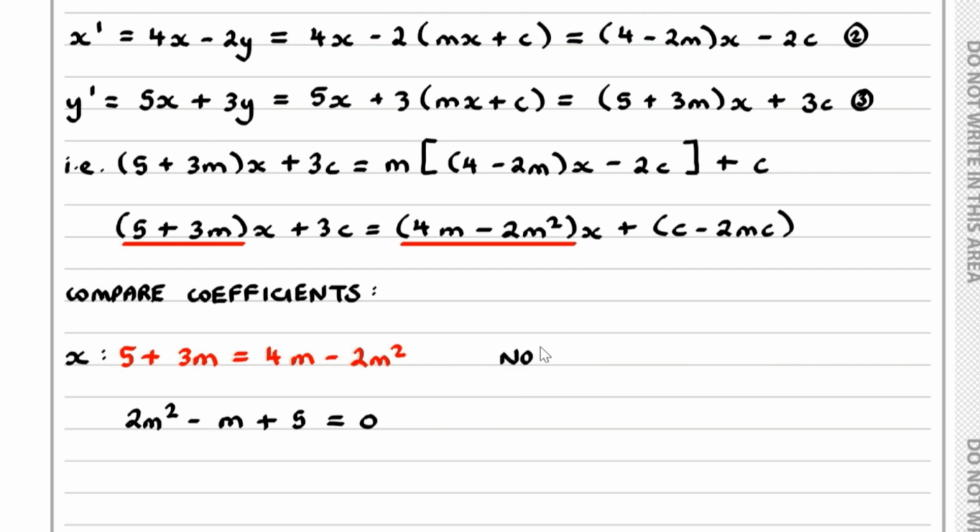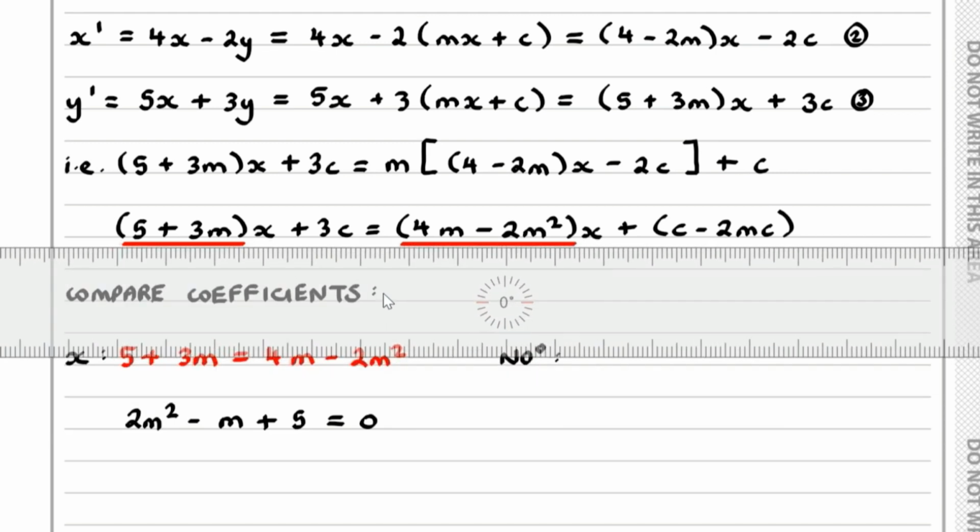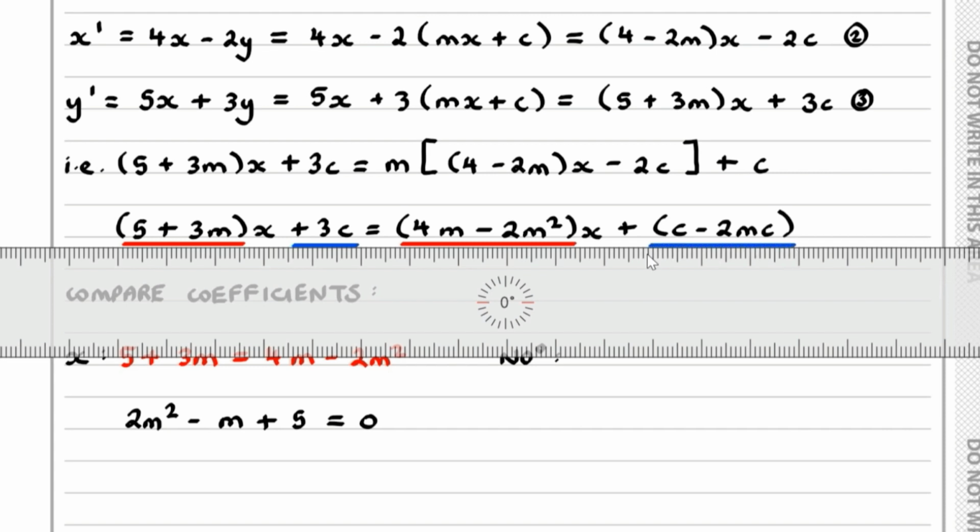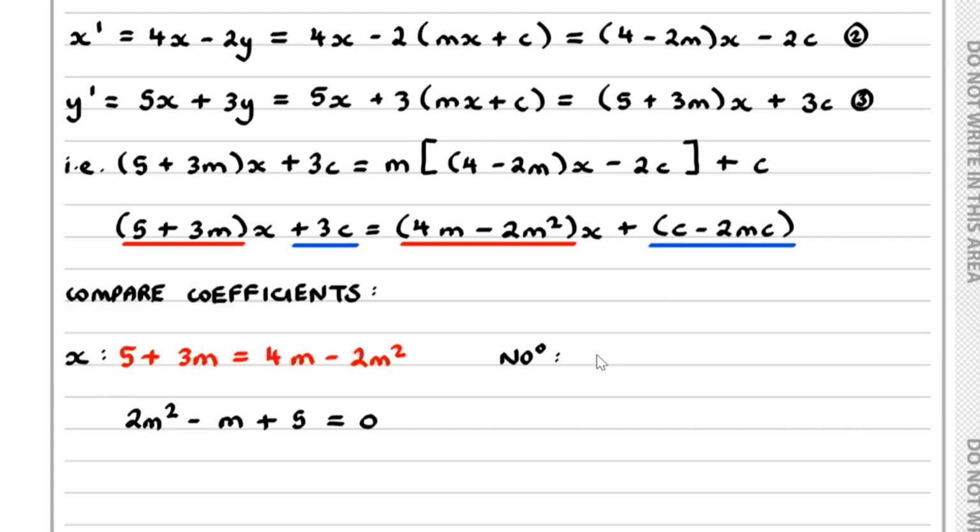And if we compare the number terms, you can see on the left hand side we have 3c of those, and on the right hand side we have c minus 2mc of those. So we have 3c equals c minus 2mc, and so 2c is equal to minus 2mc. Let's call this equation 4 and this equation 5.